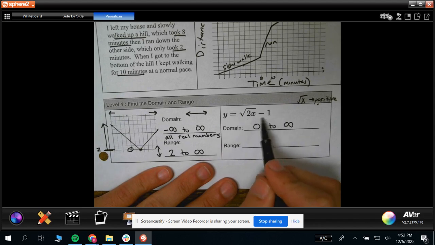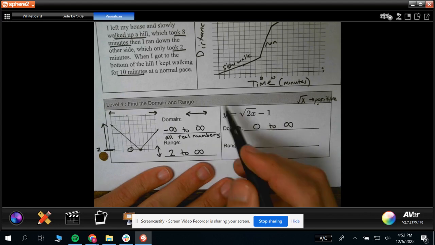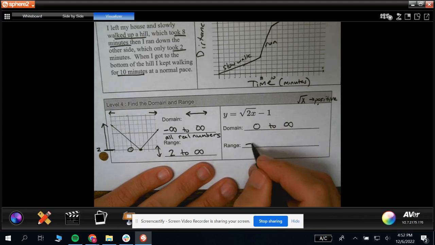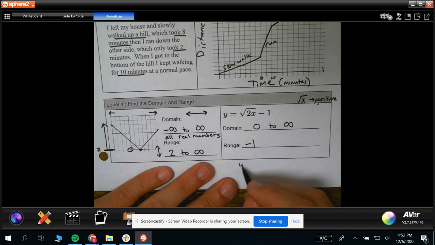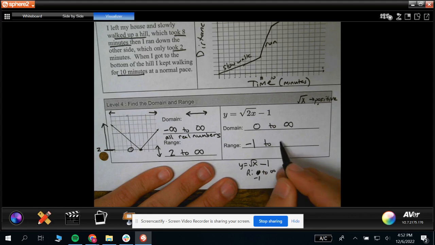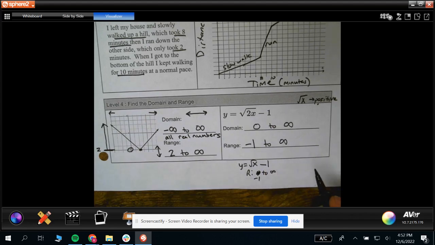We're going to subtract it by 1. So the lowest number we could get on a graph is negative 1. If it was just y equals the square root of x, the range would be 0 to infinity. But because we have to do minus 1, then it changes to minus 1. And the graph goes to infinity. Okay? We can get any number out of there, any big positive number.